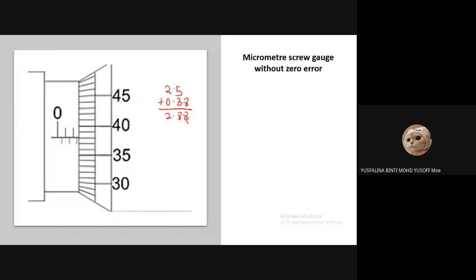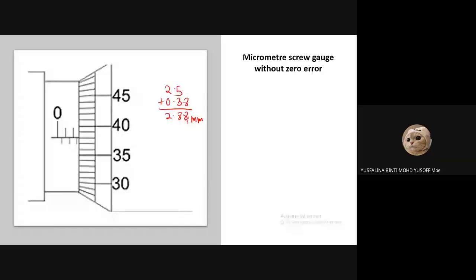What's the difference between the micrometer screw gauge and the vernier calipers? The unit. For the micrometer screw gauge, the unit is mm. So if you measure with vernier calipers or micrometer screw gauge, you had better put the unit. If not, they have the same decimal point, so you don't know which one is cm. If you put cm, you know it is vernier calipers. If you put mm, you know it is micrometer screw gauge.